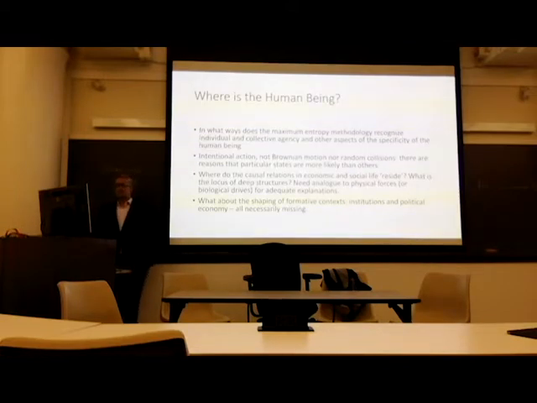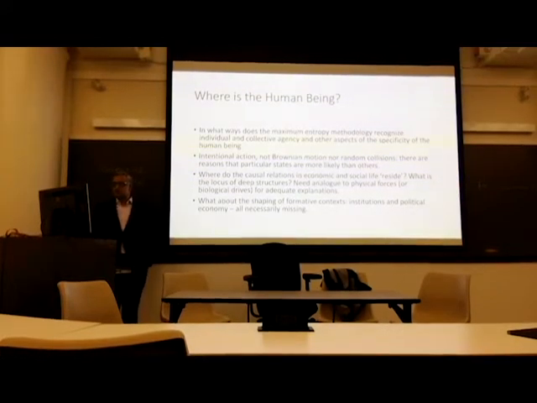Now, one of my questions in all of this is, where is the human being? In what ways does the maximum entropy methodology recognize individual and collective agency and other aspects of the specificity of the human being? Intentional action, not Brownian motion or random collisions, are reasons that particular states are more likely than others. In the correspondence, I gave the example to Duncan of wealth preservation and expansion. People have an interest in having more wealth, and that provides a definite gradient to the direction, as it were, of individual action. It's not a question of random action in all directions.